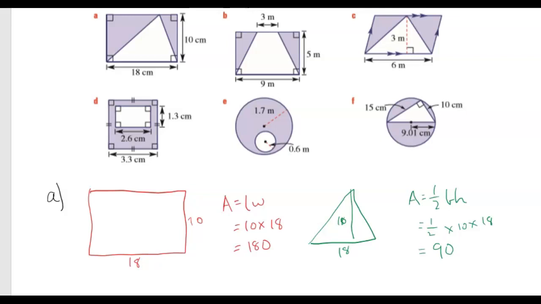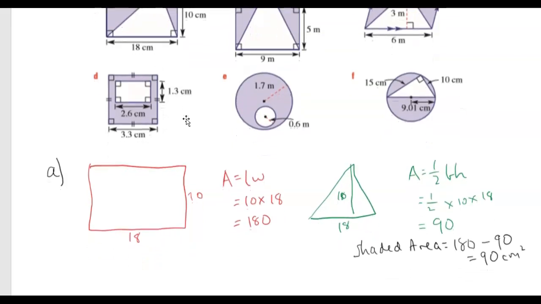You can also use your calculator if you need to, but make sure when you're doing this sort of work that you do show your working out, because sometimes your mistake is in your working out. And if you don't show it, then as a teacher, I don't know where you've made the mistake. Okay, so the shaded area is just going to be the rectangle, which is 180, minus the triangle, which is 90. So your shaded area is 90 and our units are centimeters squared.